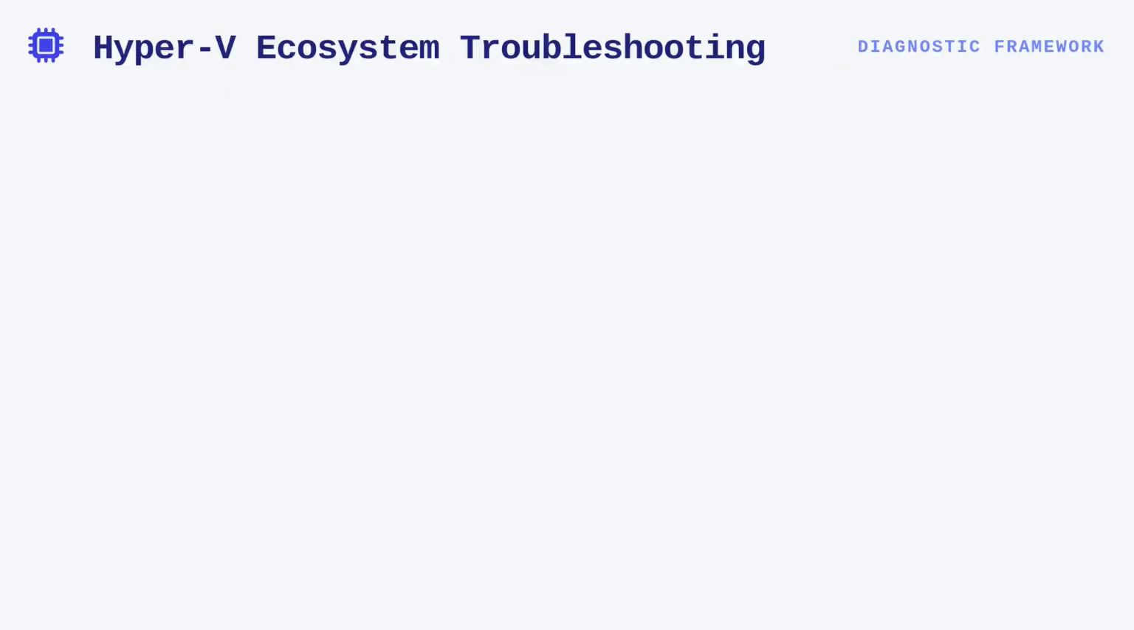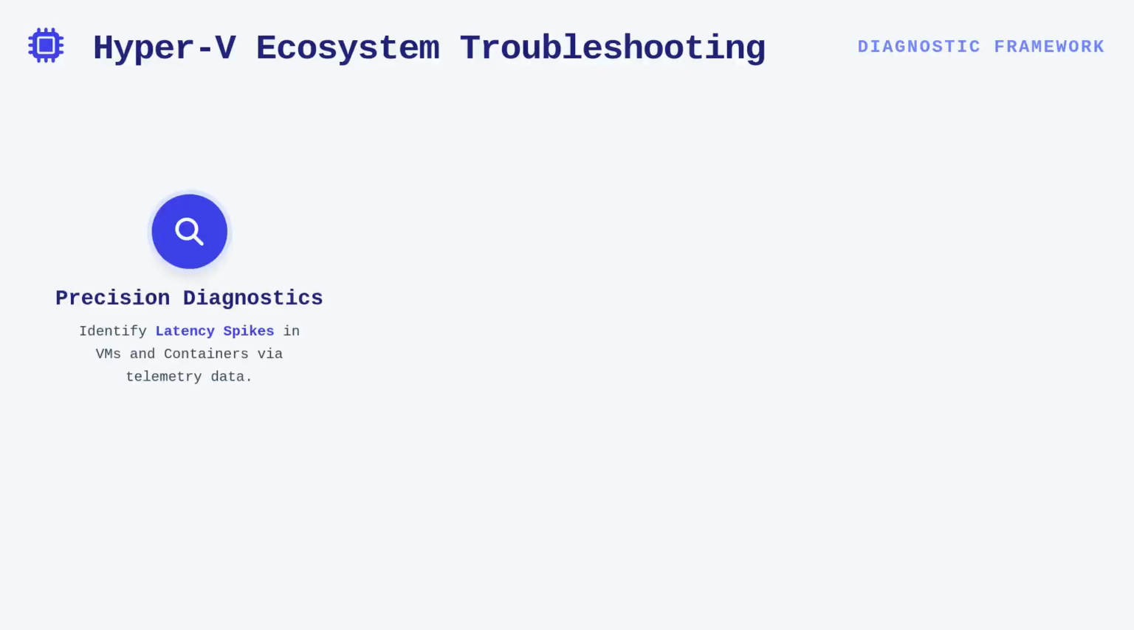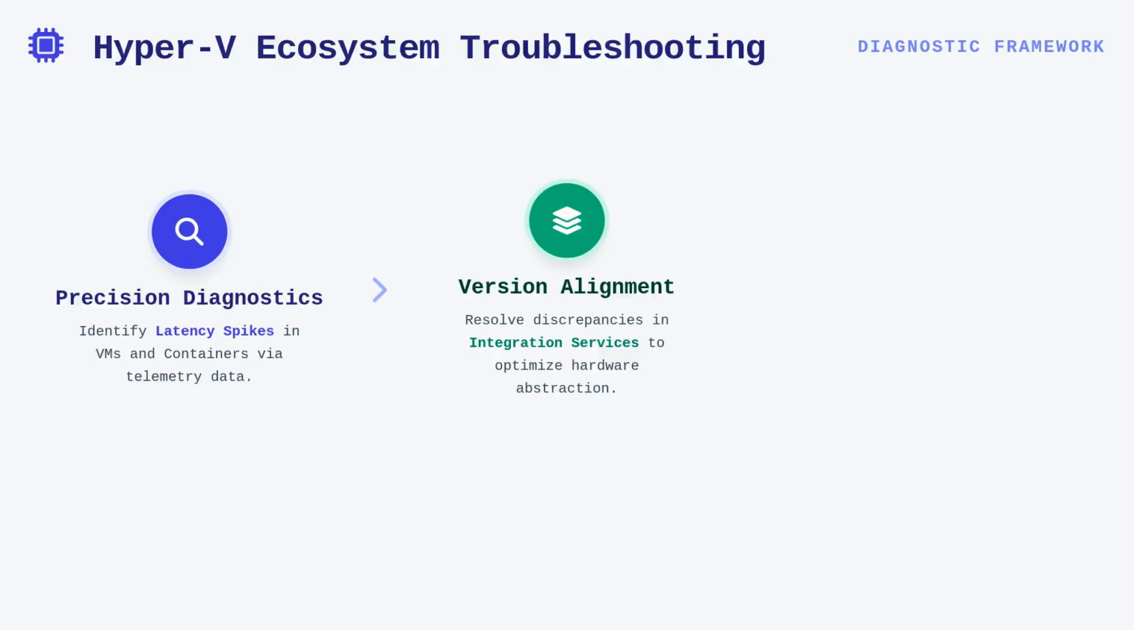Troubleshooting the Hyper-V ecosystem relies on the precision of our diagnostic approach. When we encounter latency spikes in a virtualized container or a standard virtual machine, the first step is to examine the integration services versioning. Discrepancies between the hypervisor version and the installed integration components often lead to suboptimal hardware abstraction performance, which can be difficult to trace without the right telemetry data.